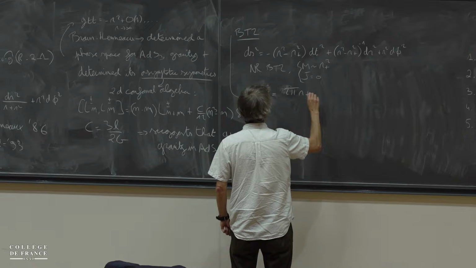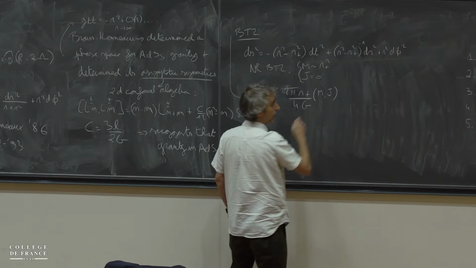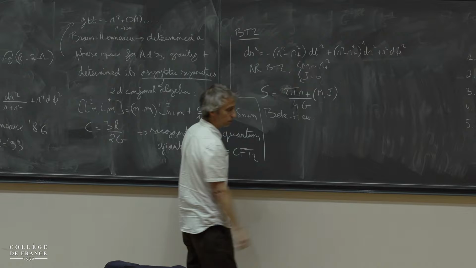and they have more or less the same properties. In particular, they have an entropy that is given by 1/4 of the area of their horizon. This is 2 pi r plus over 4G. This r plus actually is a function of M and J in general. So that's the Bekenstein-Hawking entropy of the black hole.